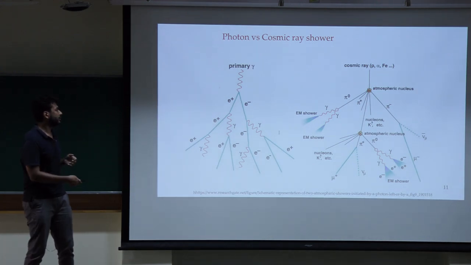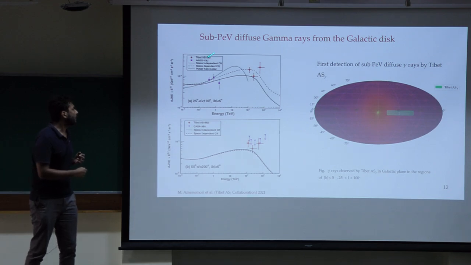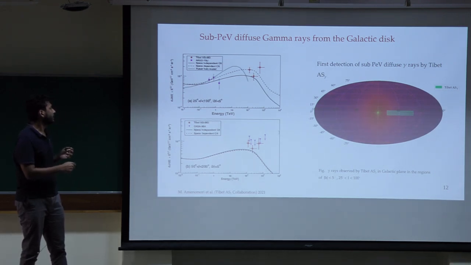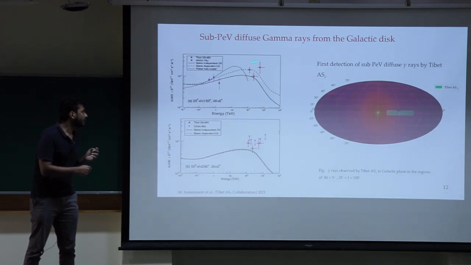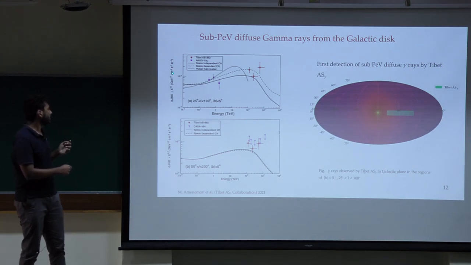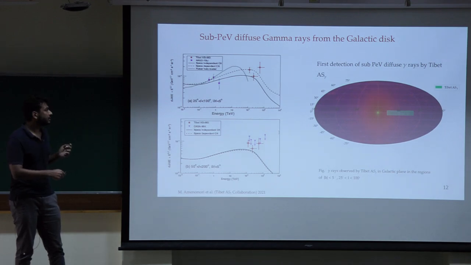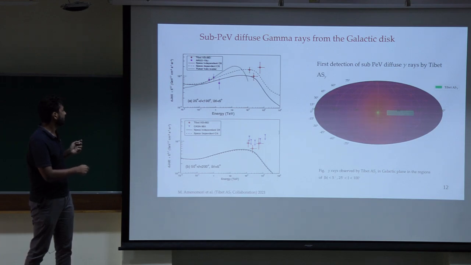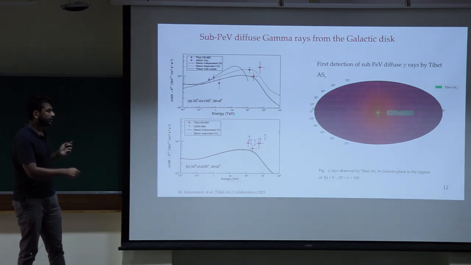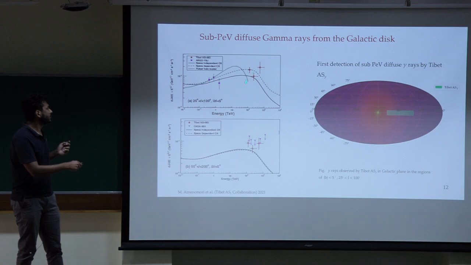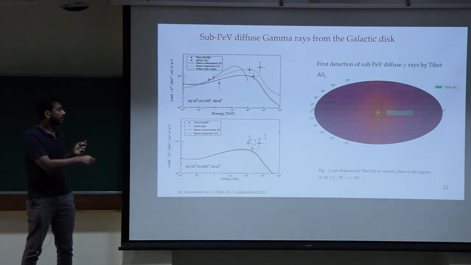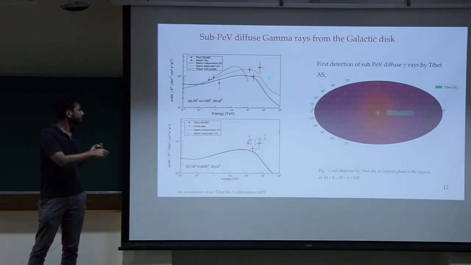Let's talk about the observation. So this was the first observation of sub-PeV diffuse gamma rays at these high energies. What you see here, this Tibet gamma experiment has detected these diffuse gamma rays in two different regions in the galactic disk. And this is the flux of these gamma rays as a function of energy. These three data points are observations by Tibet gamma. So this was the first observation at around 10 to the power 6, roughly around PeV energies.